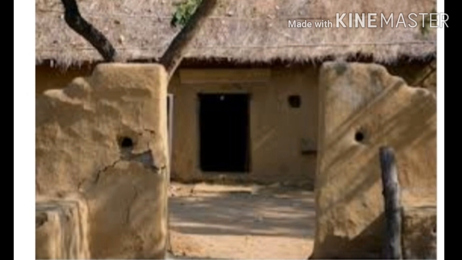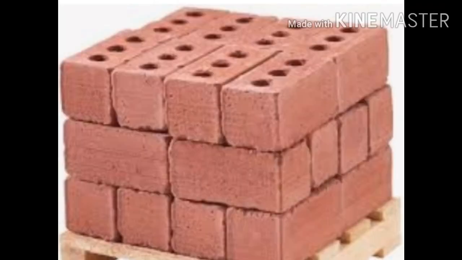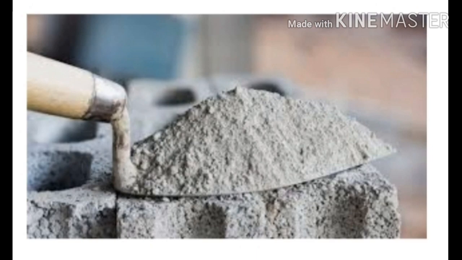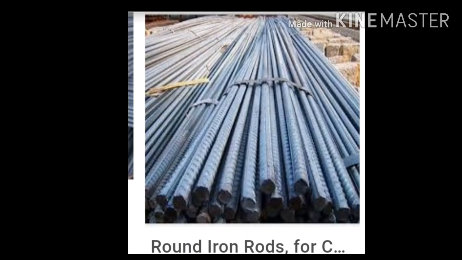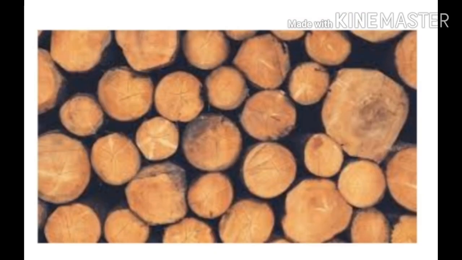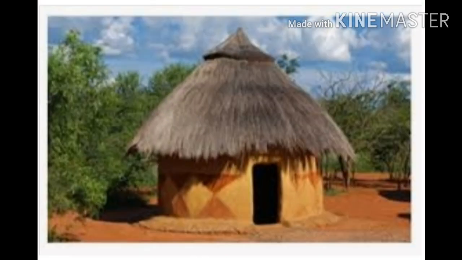Why? Let us know. Normally, the houses are made up of bricks, stones, cement and steel. For windows and doors, we use wood. There are some houses which are made up of hay, means dry leaves, grass, bamboo, and also mud, twigs and leaves.